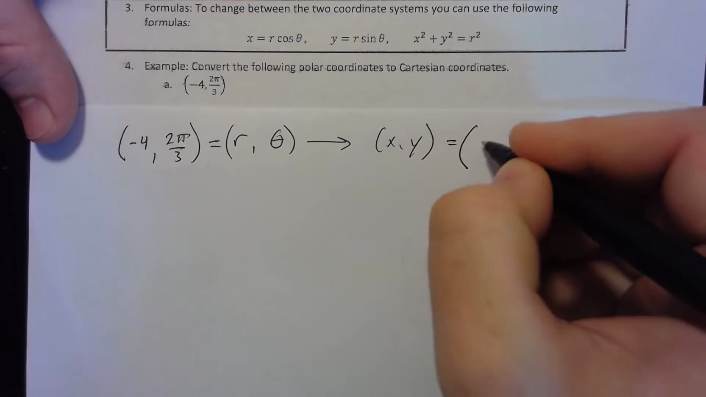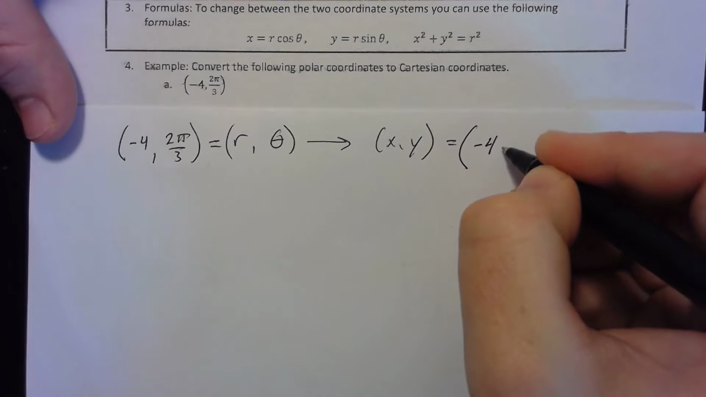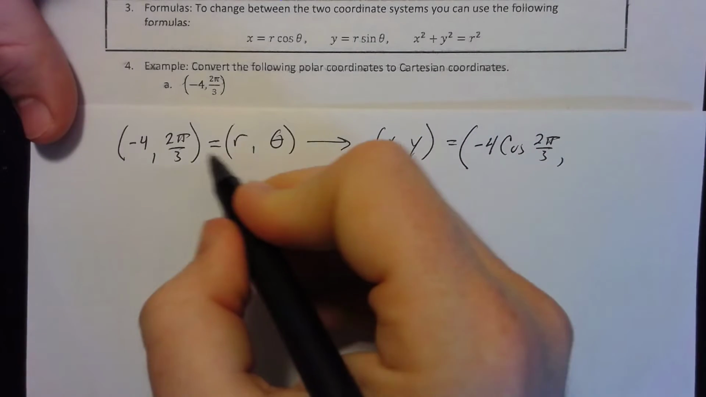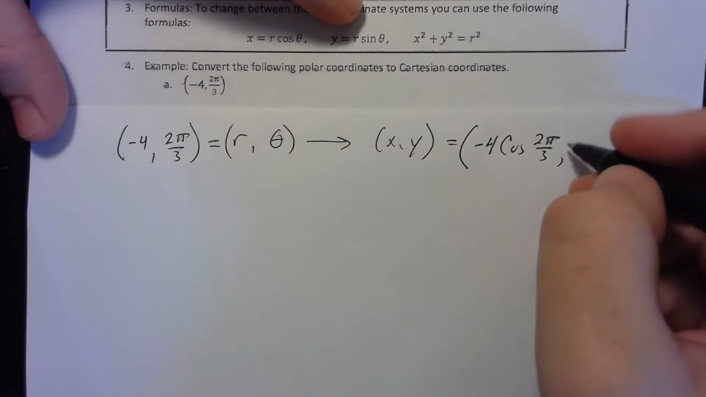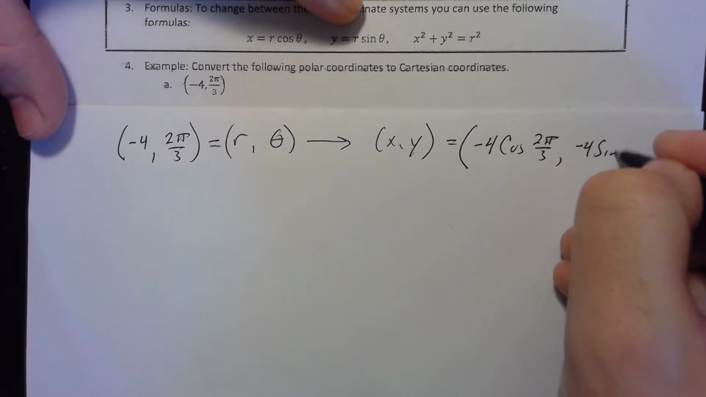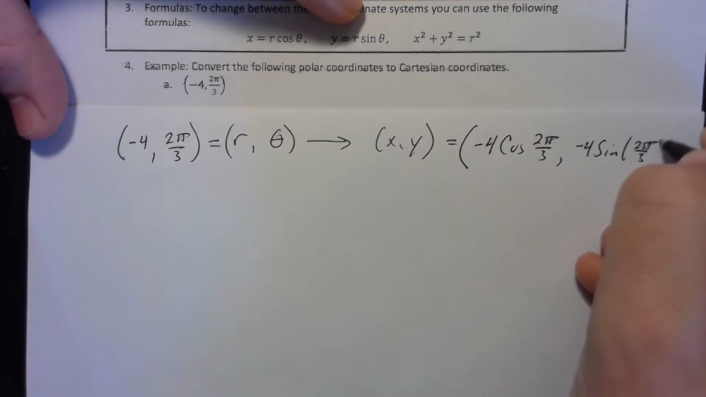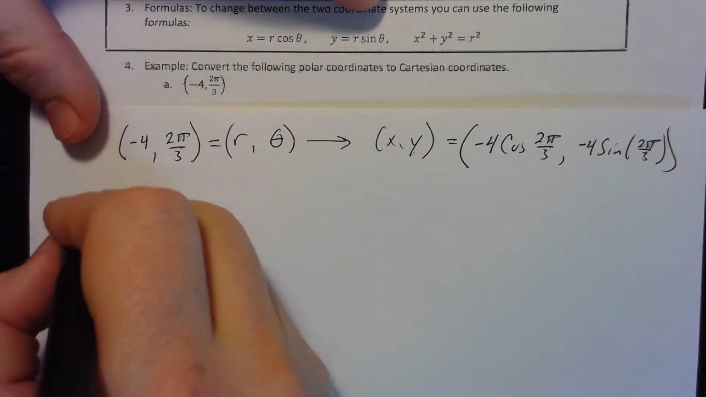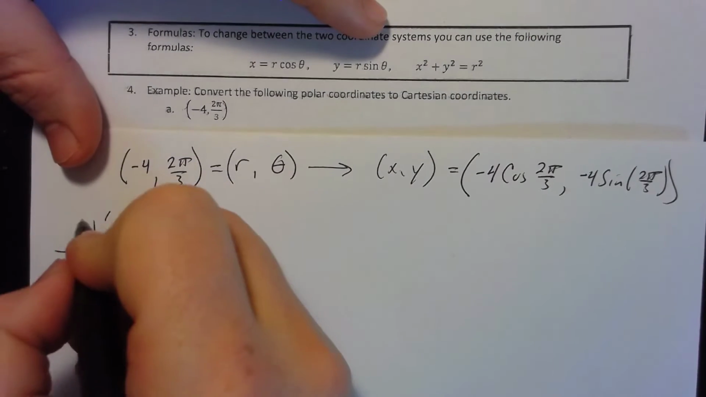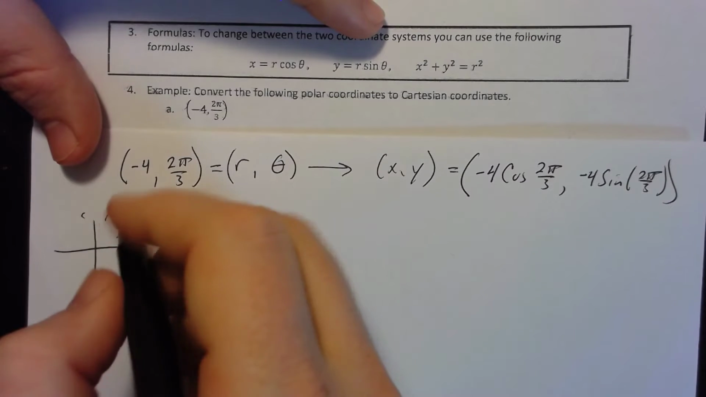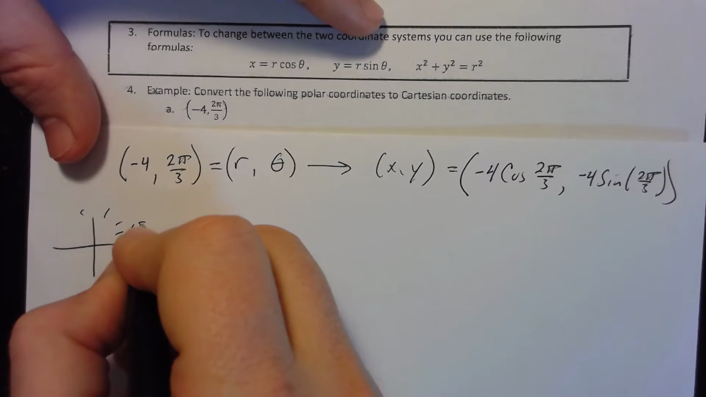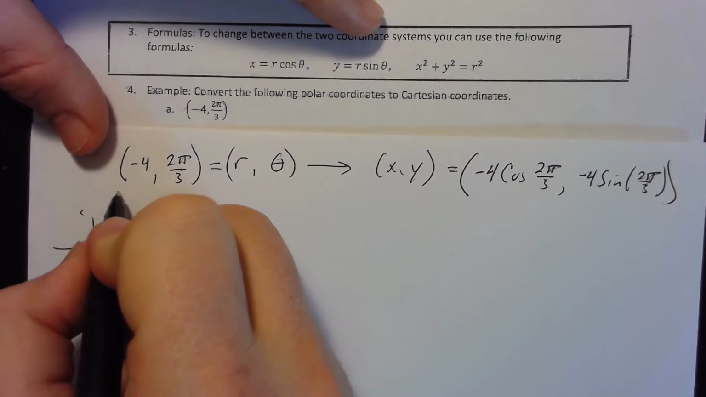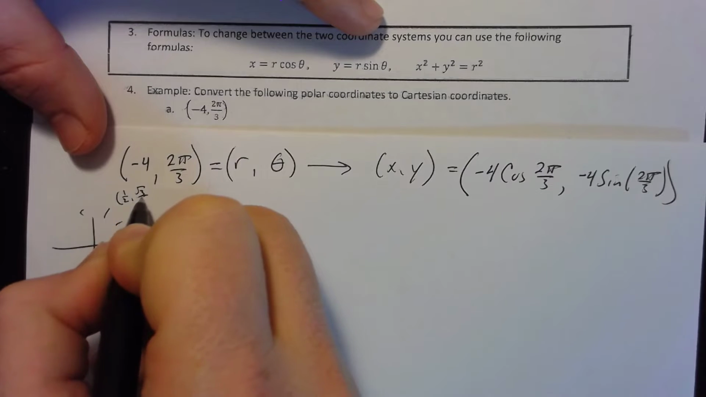So I'm going to have my r value, which is -4, times the cosine of 2 pi over 3, and I'll plug my values in for y also. My r is -4, and I'll have sine of 2 pi over 3. Evaluating those functions appropriately, 2 pi over 3 is on the unit circle. We're going to go up here and here. We know that this is going to be a value of radical 3 over 2, 1/2, because the x values will always decrease. So this one up here will be 1/2, radical 3 over 2.